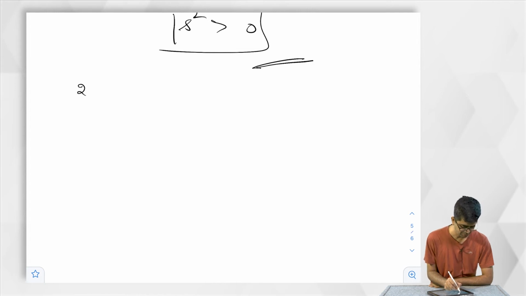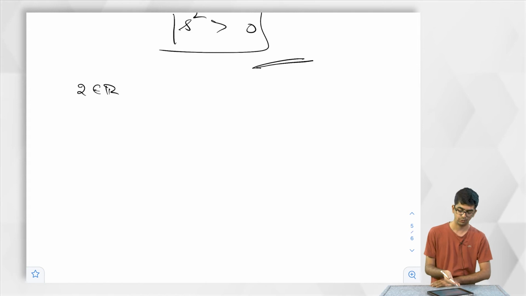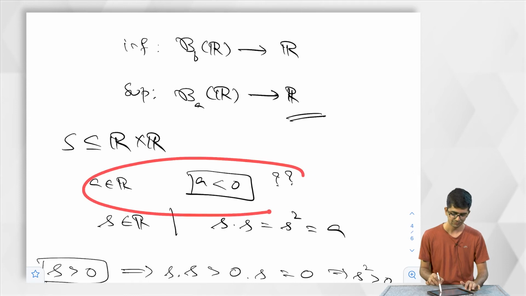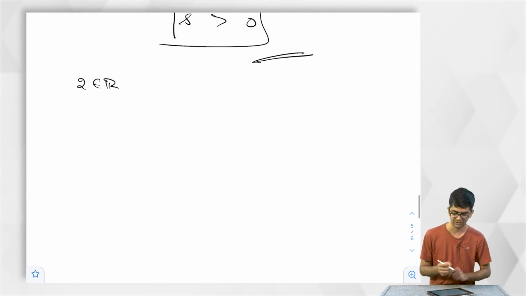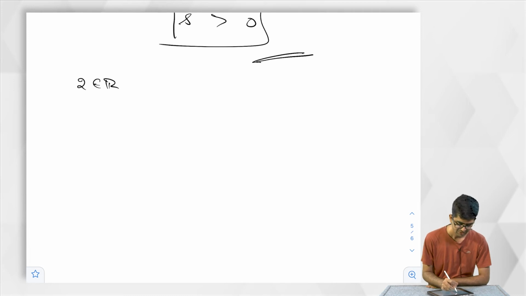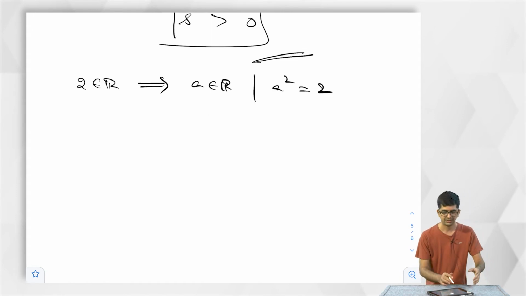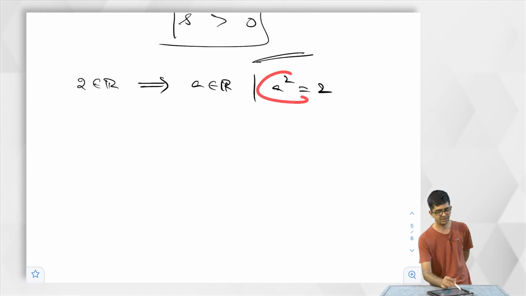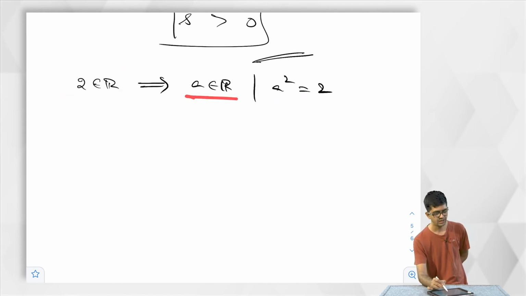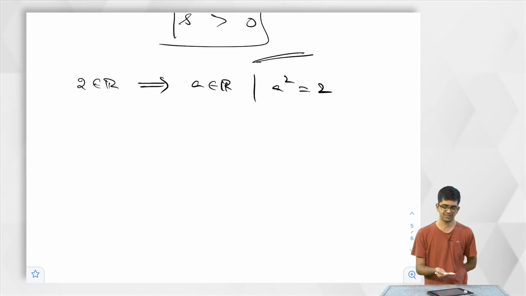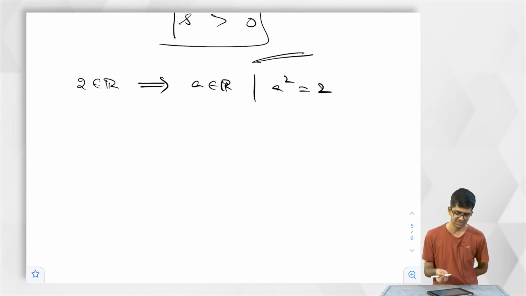Let us take 2 belongs to R, 2 is positive. For negative numbers, the previous question says there is no answer. So let us take a positive number, maybe 2. Now the question is, can I think of an element A belongs to R such that A square is equal to 2? If I start with A negative, there is no element in R whose square is that, so that option is gone. So I will start with the positive element, 2 is positive. The question is simple: can I think of an element in R whose square is 2?